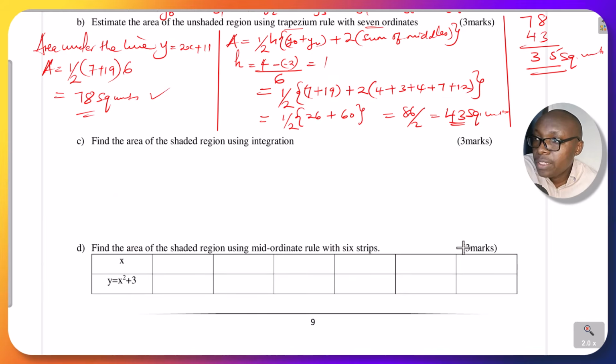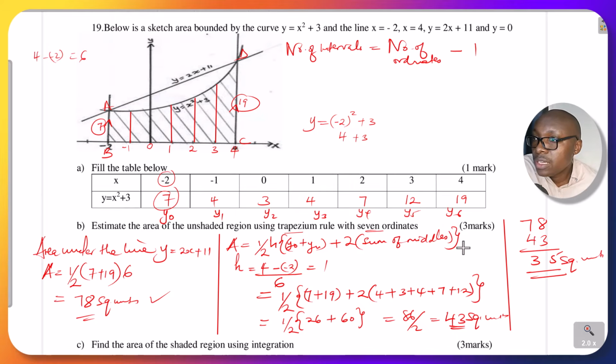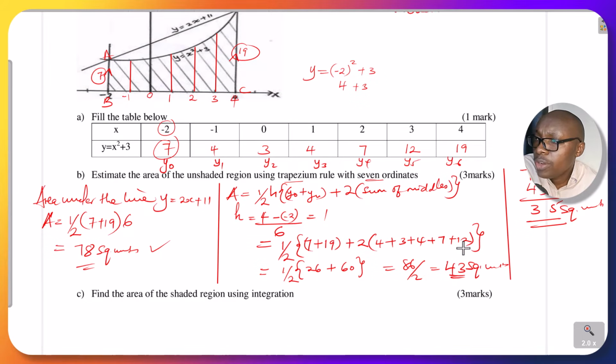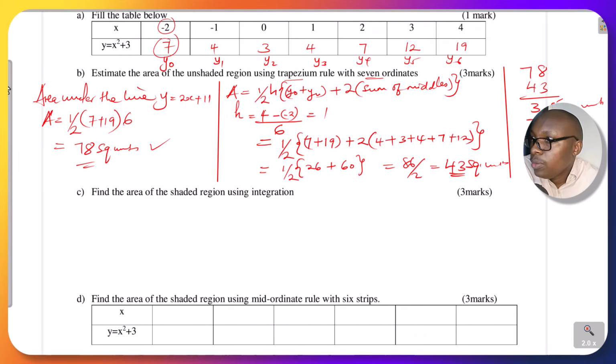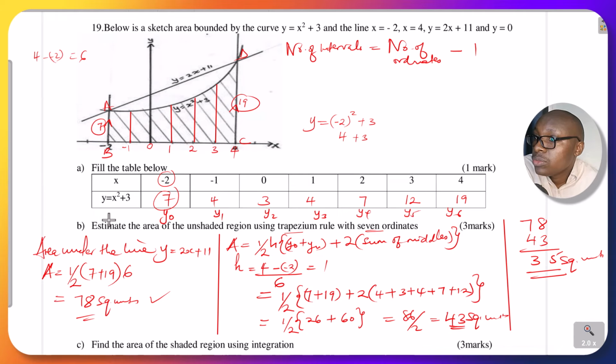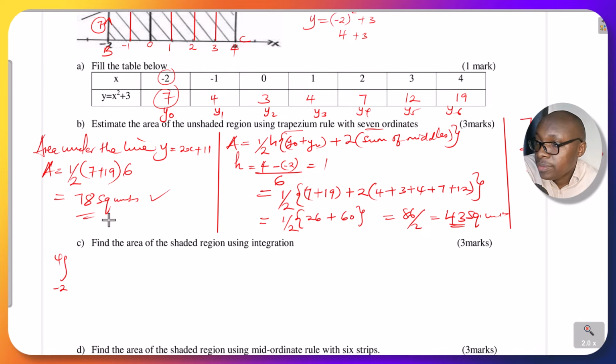We go to the next part, find the area of the shaded region using integration. The shaded region using integration. So identify the shaded region is the area under the curve. So using integration, because you can see you have no area that is below the x-axis, so you can integrate that one directly from -2 to 4. From -2 to 4. So you integrate from -2 to 4. Then the function of that curve is y is equals to x squared plus 3. X squared plus 3.